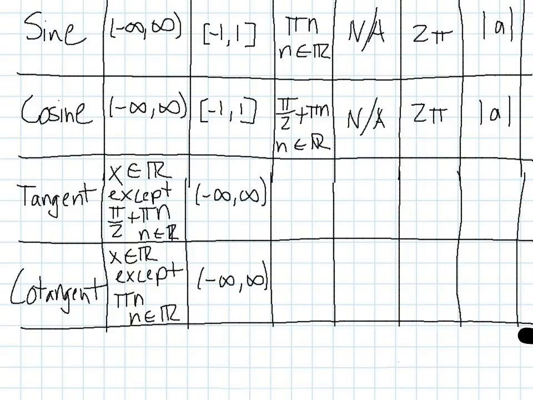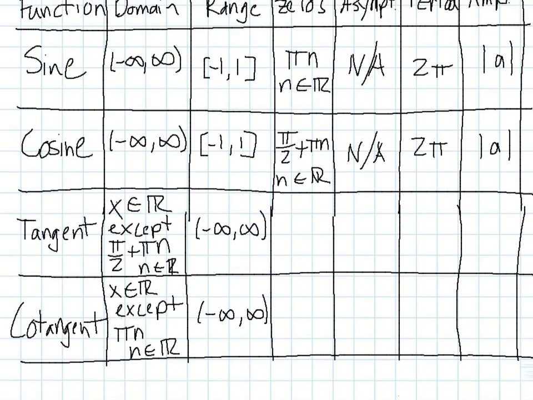Okay? Now this is where our zeros and asymptotes come in. Let's write our asymptotes in since we already kind of have the framework. We already talked about the asymptotes for each of these because that's what we're excluding from the domain. So we can say pi over 2 plus pi times n for our tangent, where n is a real number. And the same thing for cotangent, but we can say pi times n, where n is a real number.